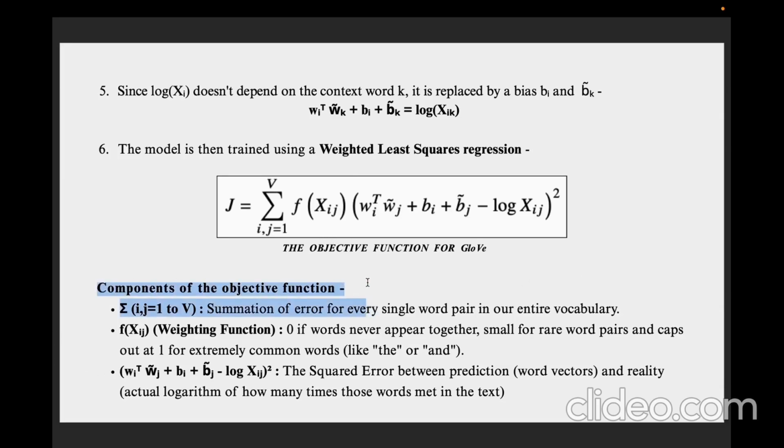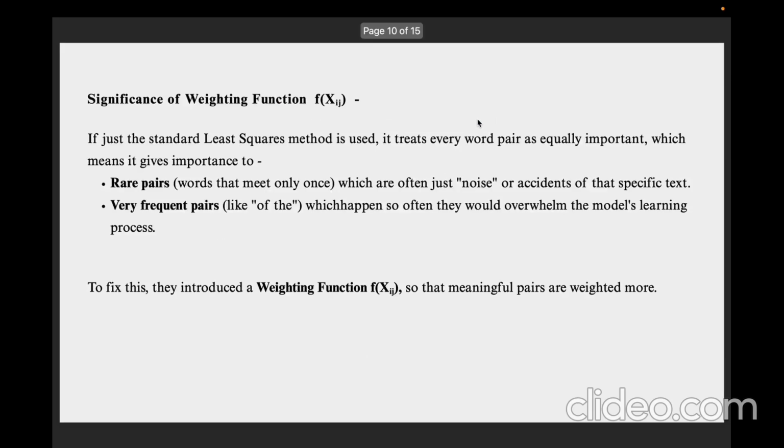About the components of the objective function, we already know the summation ij to V means that it is summed over all the word pairs of the document for the whole vocabulary. The weighing function will be explained further. I will let you know about this. Then this is the major error function which we derived from here. Let us move ahead. Significance of the weighting function.